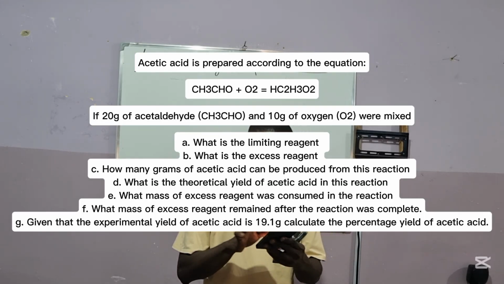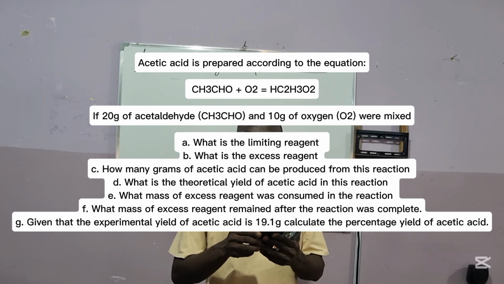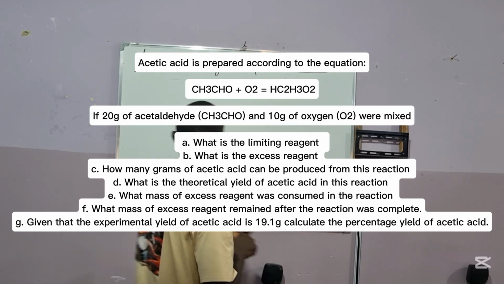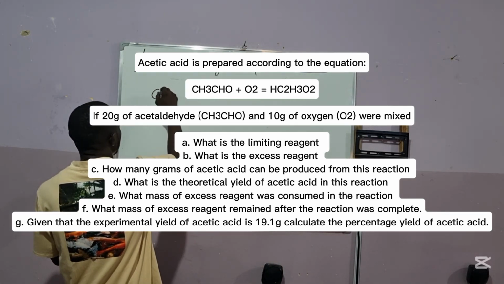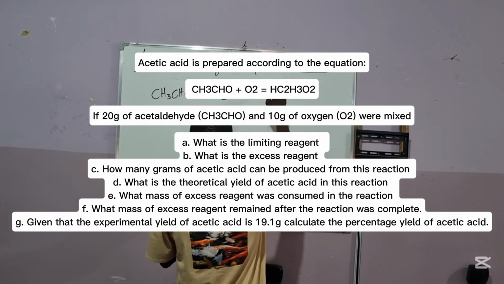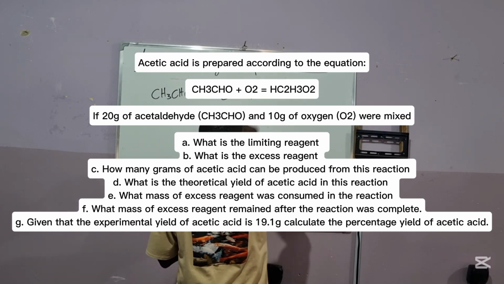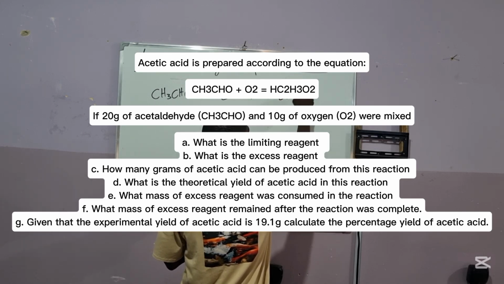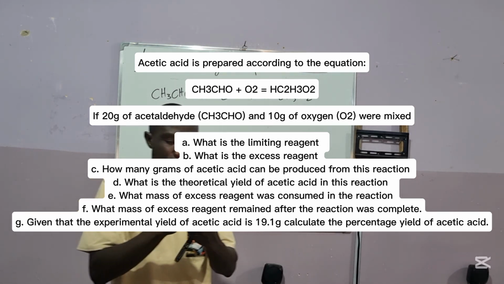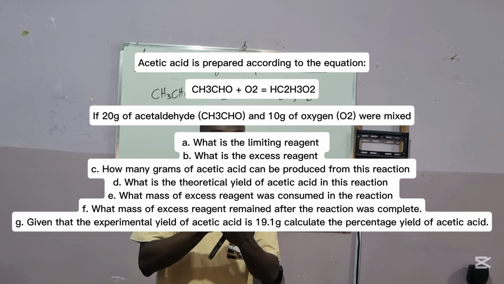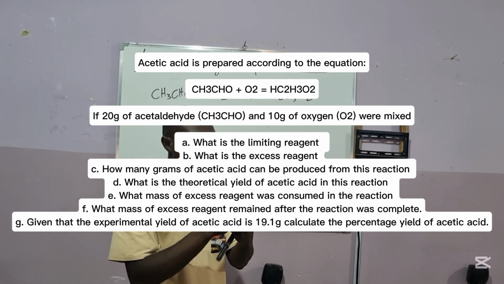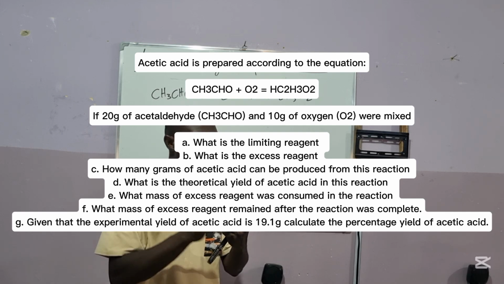The question says, acetic acid is prepared according to the equation. This is the equation on the board. I have CH3CHO plus O2 to give HC2H3O2. Acetic acid is prepared according to the equation on the board. If 20 grams of acetaldehyde and 10 grams of oxygen were mixed, question A says, what is the limiting reagent?